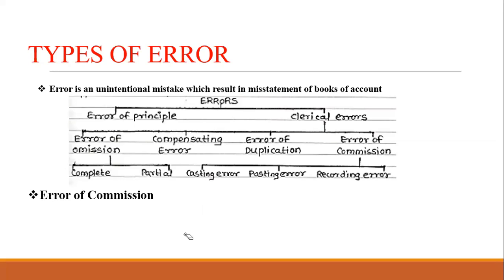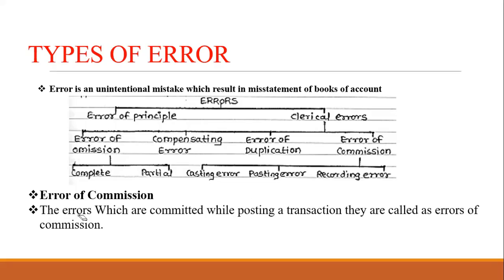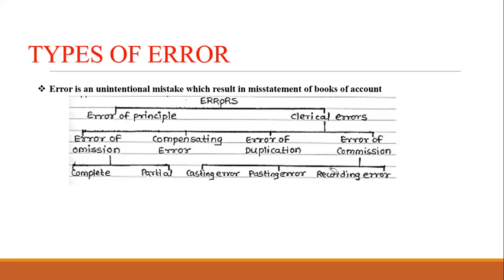Now, error of commission has further subtypes of errors. So first, let's see what we mean by error of commission. The errors which are committed while posting a transaction are known as errors of commission. The error of commission is related to posting errors. Under posting errors, we have three types of errors: casting error, posting error, and adding error. Now let us try to understand what each means.